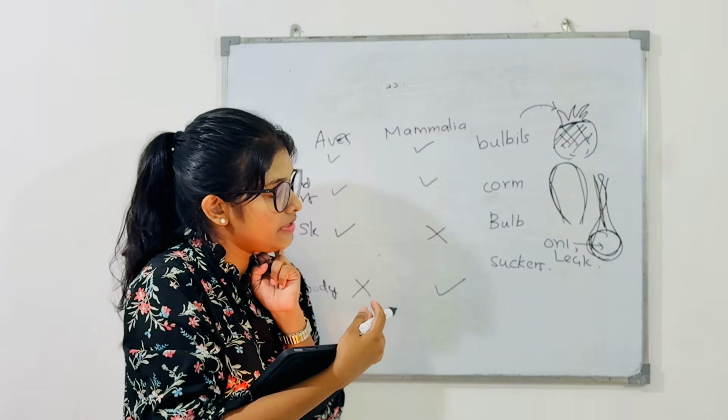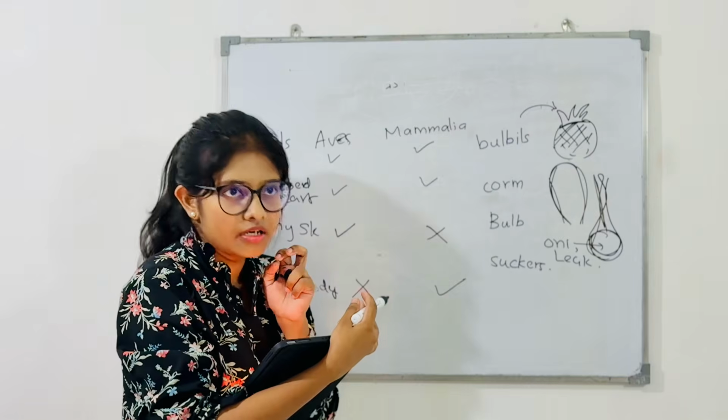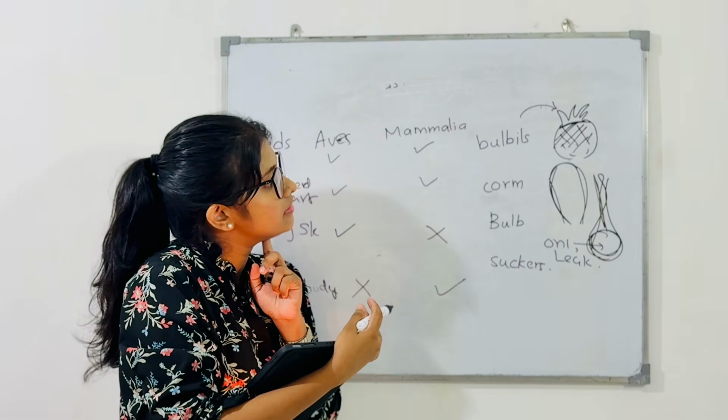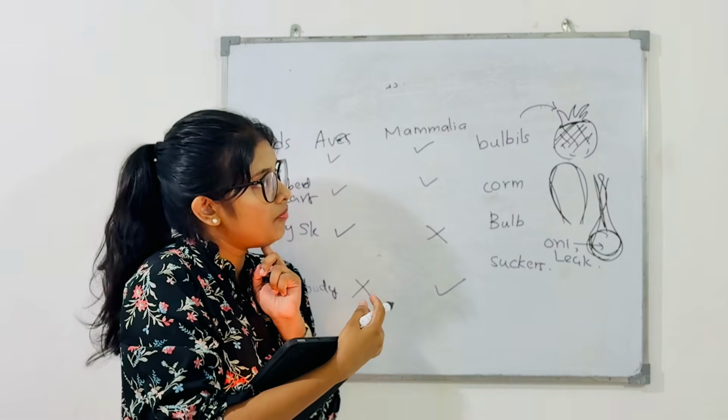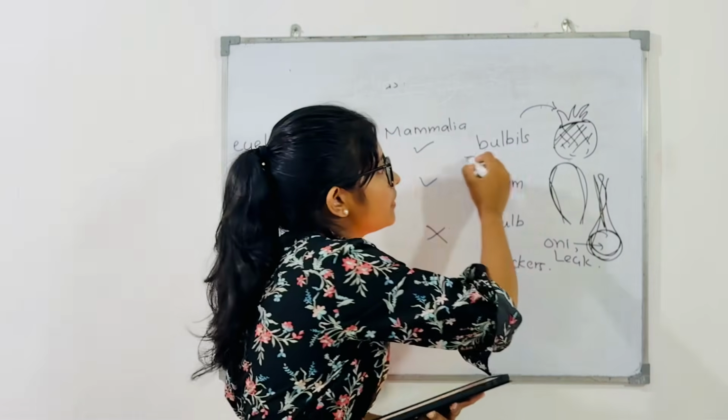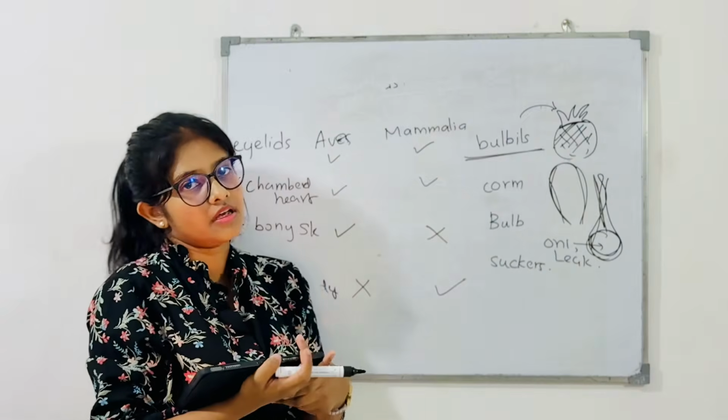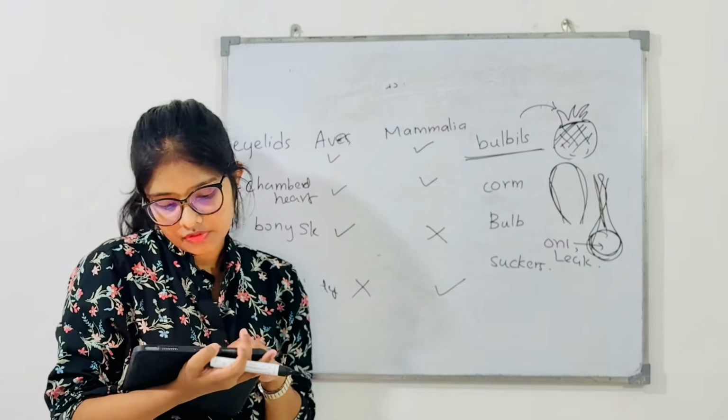Those suckers can be seen in plants like banana, and yes, bulbils is the answer for this question. Bulbils is the answer for the 14th question.